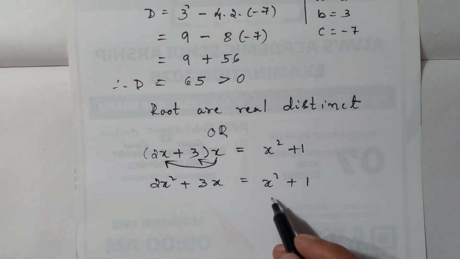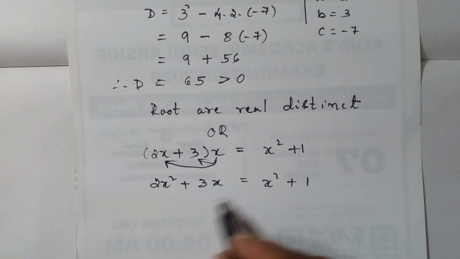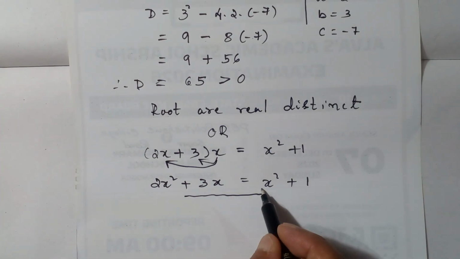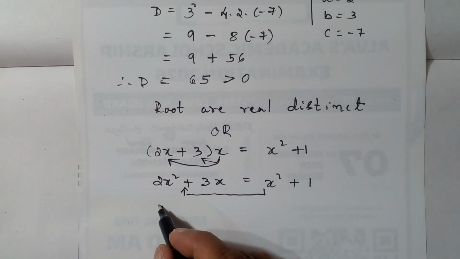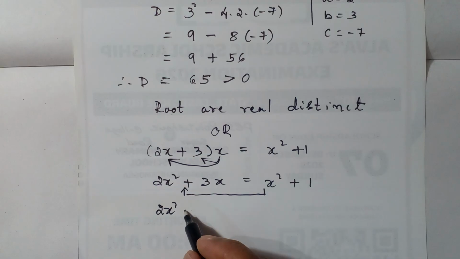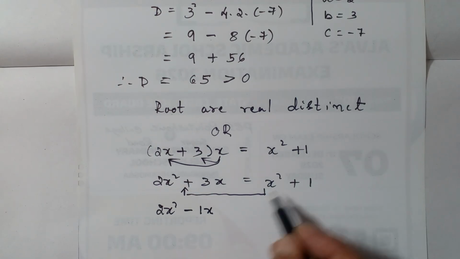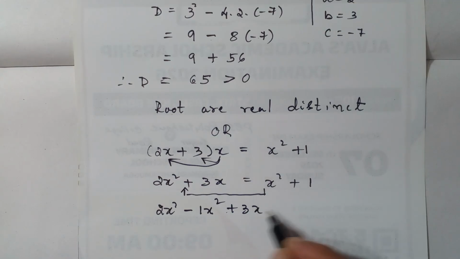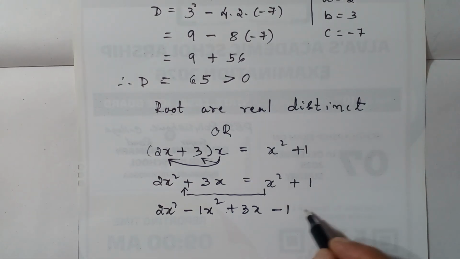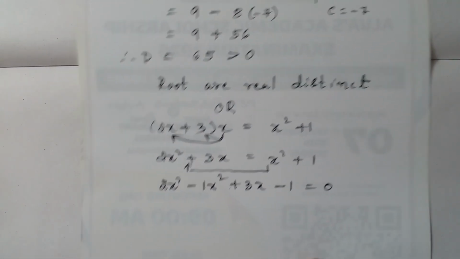Here 2x square is more than the 1x square. So therefore transpose this from right to left. That becomes minus: 2x square minus 1x square plus 3x, and take this 1 also, that becomes minus 1. It is equal to 0.